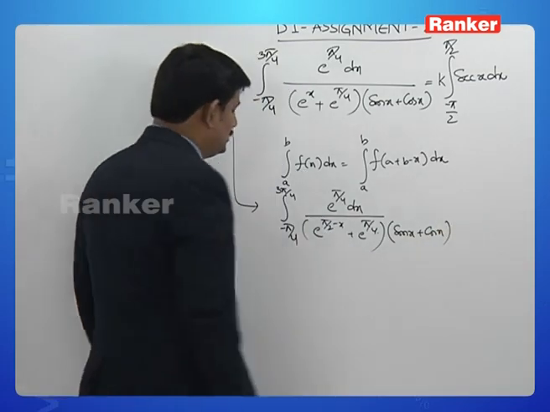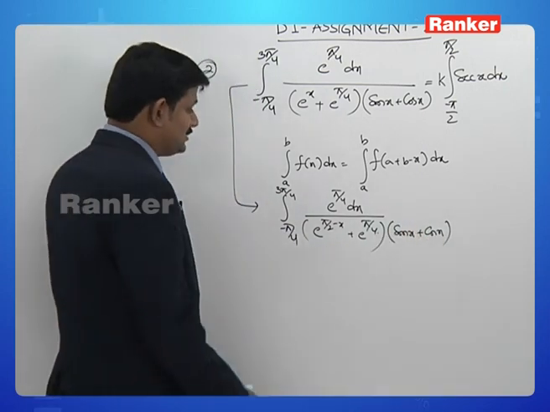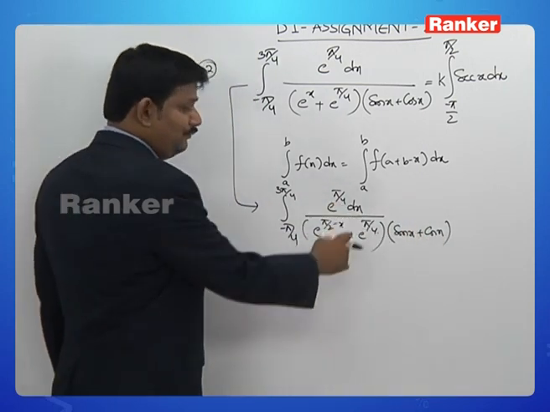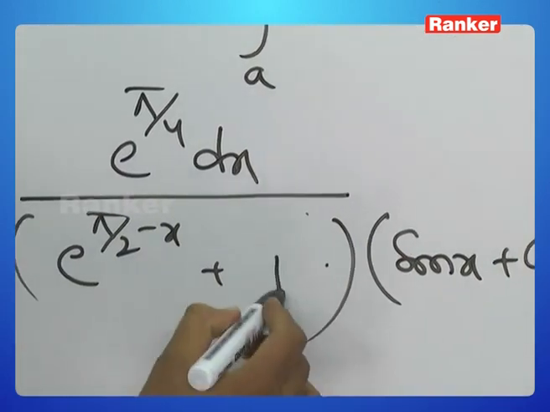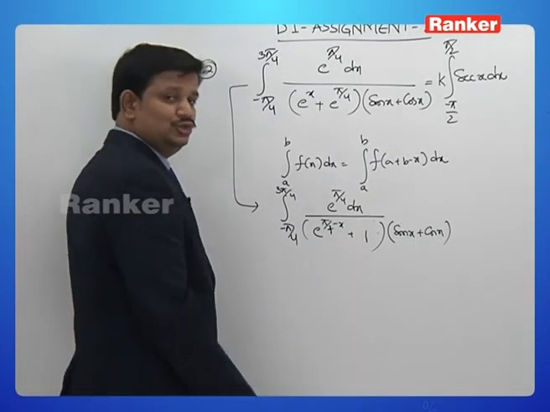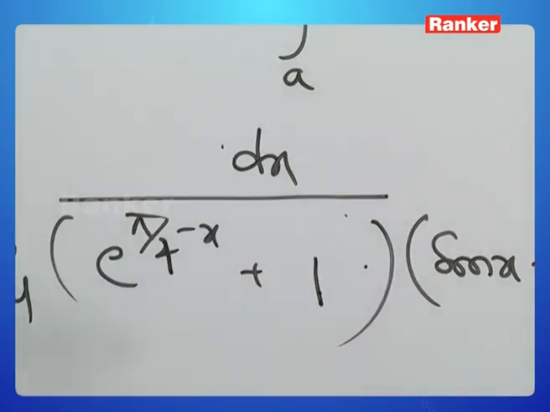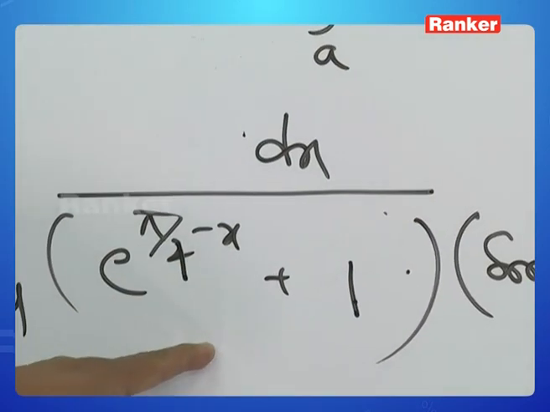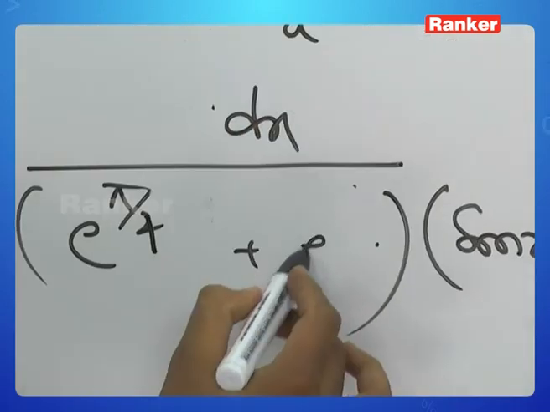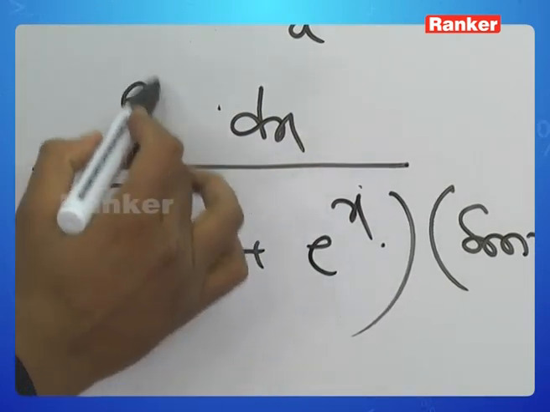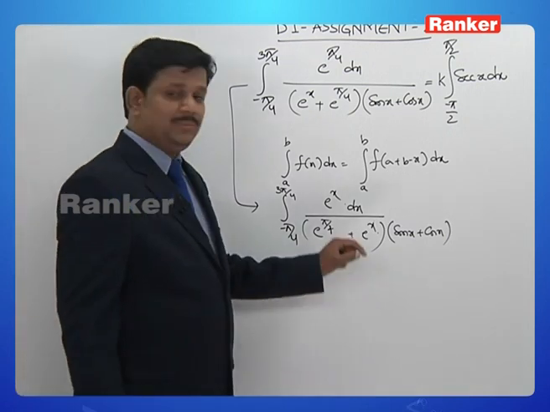This remains the same because sin of (π/2 − x) is cos x and cos of (π/2 − x) is sin x, so the sum remains the same. Now, we can cancel one e^(π/4) throughout. This becomes 1, π/2 − π/4 is π/4, this π/4 also gets cancelled. Now, e^(−x) can be written as 1/e^x, take LCM, this 1/e^x goes here, becomes e^x, and finally gets into the numerator and becomes e^x divided by e^(π/4) + e^x.